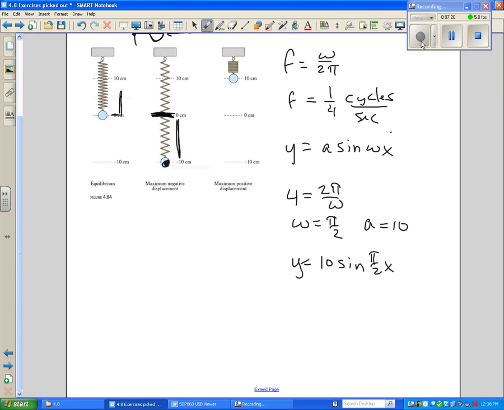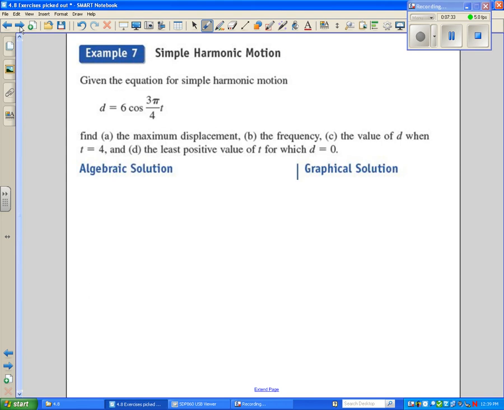Now the textbook talks about this problem slightly differently. They decided to, no wait, they did do it with sine. So same equation. And I believe that is it. No, I lied. I want to do one more problem.